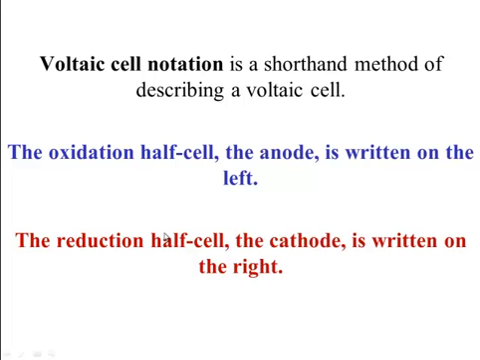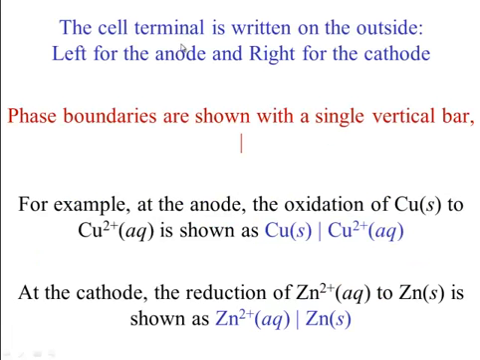whereas the half cell or the electrode where reduction takes place is always represented on the right. That is, the cathode is always represented on the right. So basically anode on the left and cathode on the right. The cell terminals, if you realize in the previous representation, are always written on the outside.